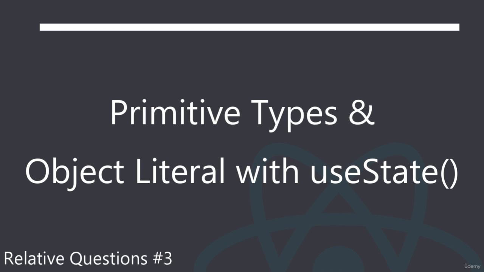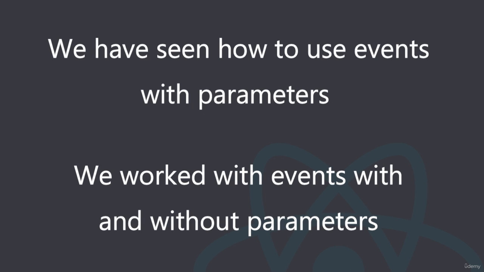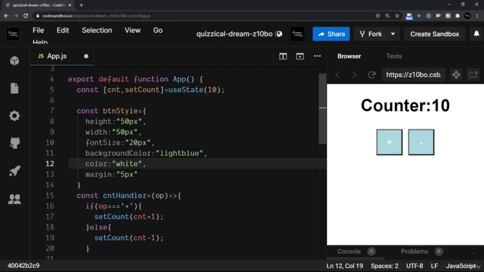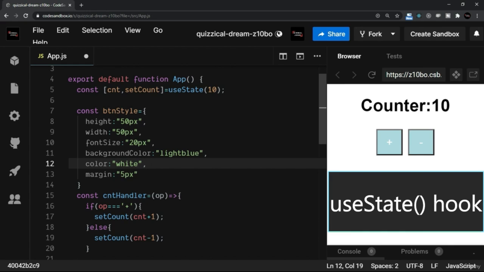In the previous section, we have seen about using the events with parameters, working with events, that too with parameters and without parameters. In the class-based component, that is the earlier version of React, if you want to have a state at a component level, you can have only one level of state. A state used to be an object literal. So in a class-based component, you can have only one state. But for example, in this particular code, if you want to have more states, then you can easily do that by using the useState hook. Let's try that.